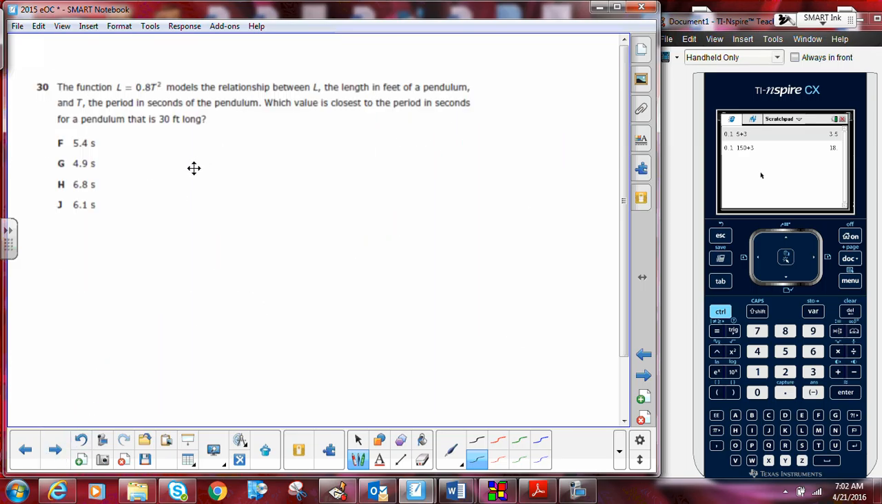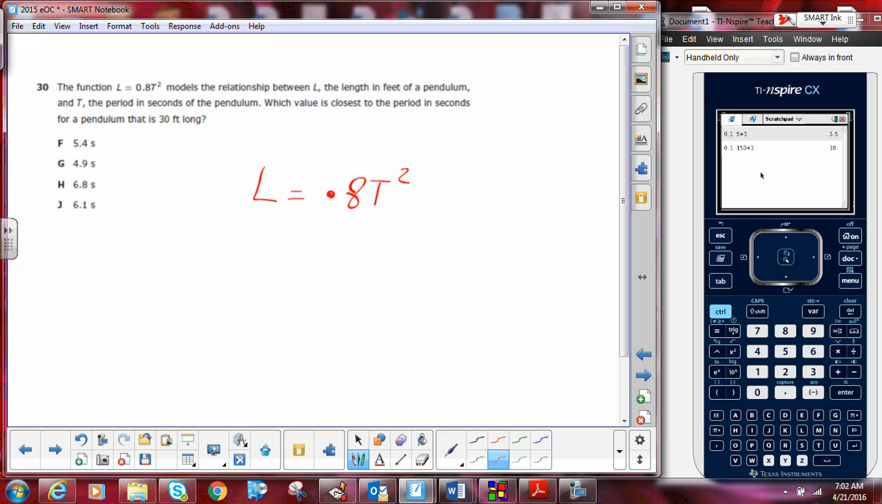Now, the function L = 0.8t² models the relationship between L, the length in feet of a pendulum, and T, the period in seconds of the pendulum. Which value is closest to the period in seconds for the pendulum that is 30 feet long? Again, when they give you an equation like this, you know you're dealing with a quadratic equation.